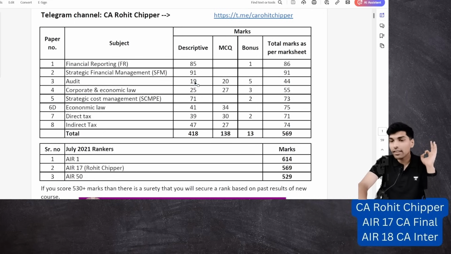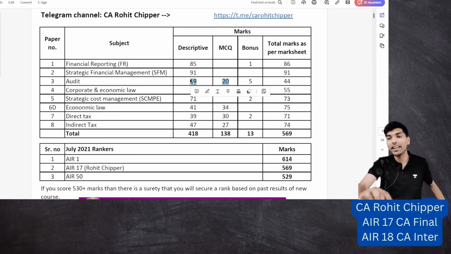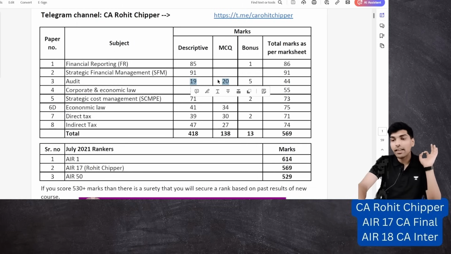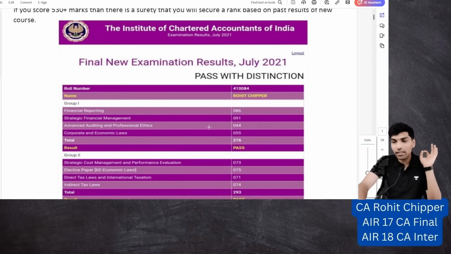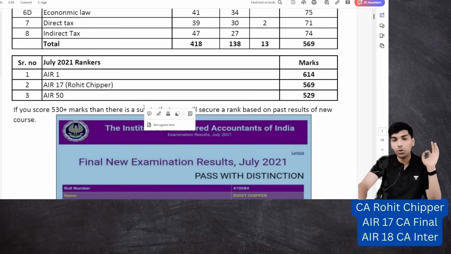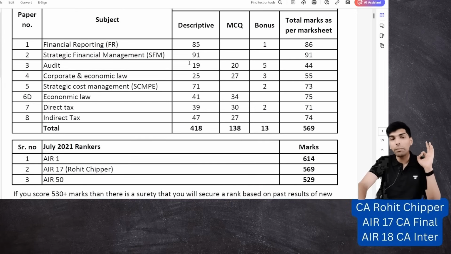I gave the answers in the MCQ, which is of 30 marks. I secured 20 marks, and the total is 20 plus 19, which is 39. And for passing the paper, we need 40 marks. So the total was not even the passing marks, but ICAI gave the 5 marks bonus, and I received 44. Even in my CA Final mark sheet, you can see I got 44 marks in the Audit paper. But if I show you the certified copy, it is 19 plus 20, which is 39 marks only.